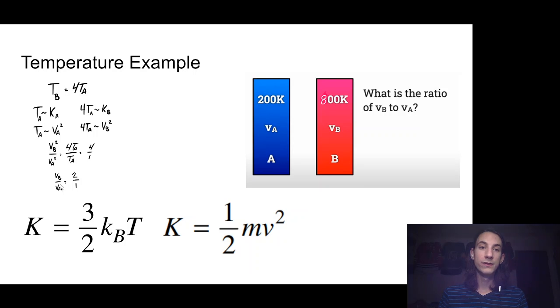So the particles in B are moving with 2 times the kinetic energy, or sorry, 2 times the velocity as they are in A.